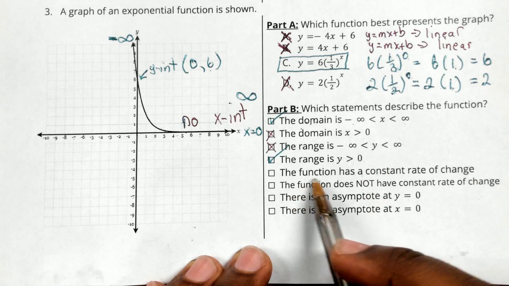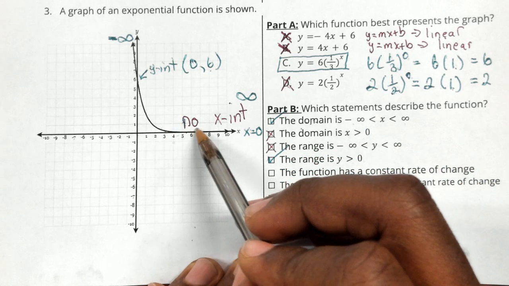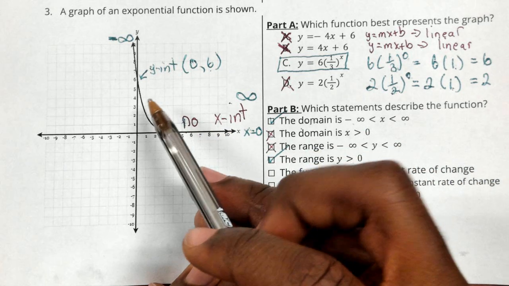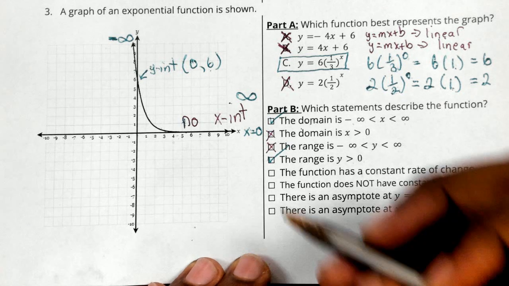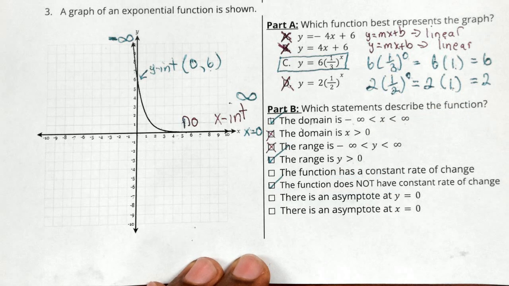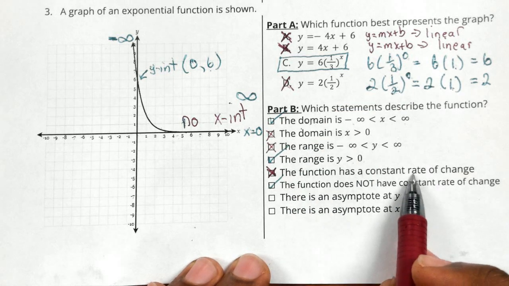Now we're going to look at whether the function is constant. If you see, we had a constant rate right here, but for some reason it shot all the way up. That means it is not constant, so this one, saying that it is constant, would be incorrect.